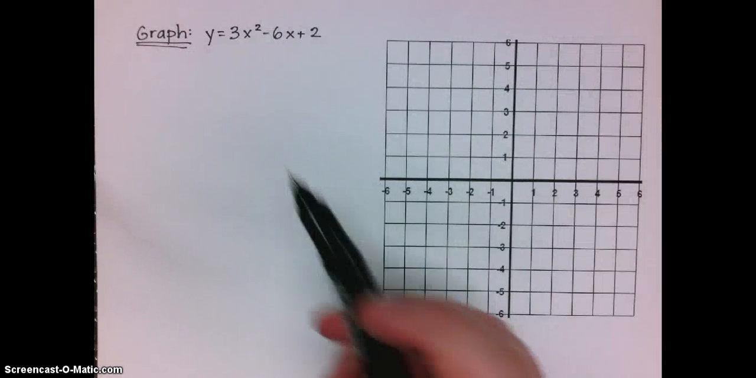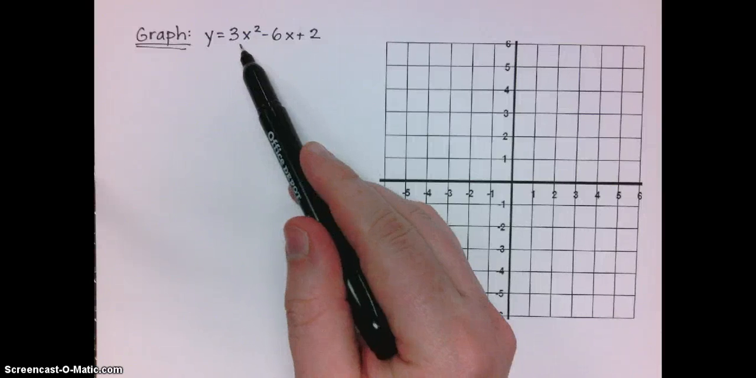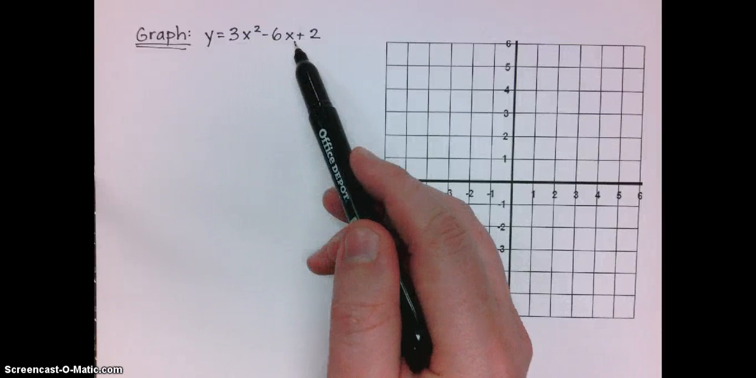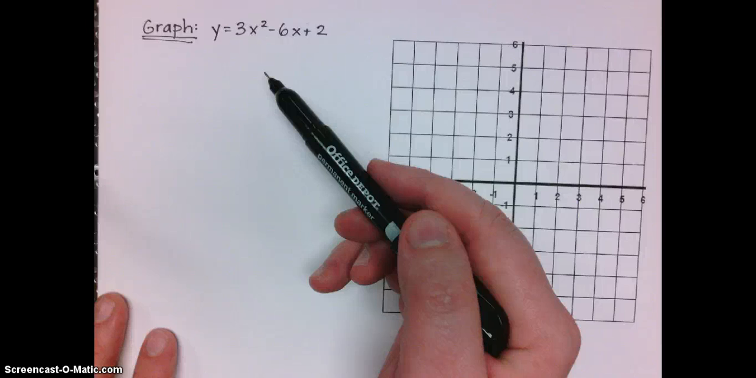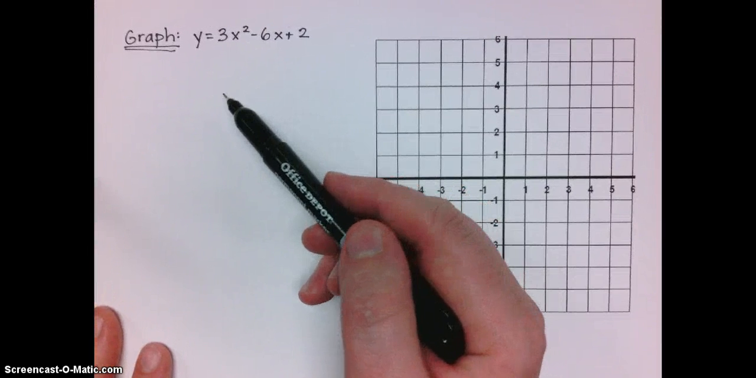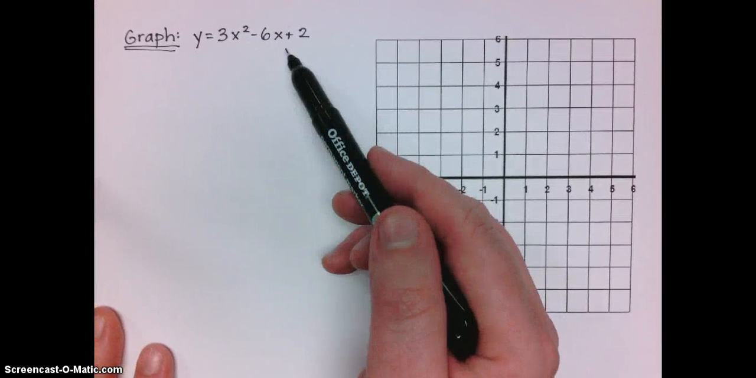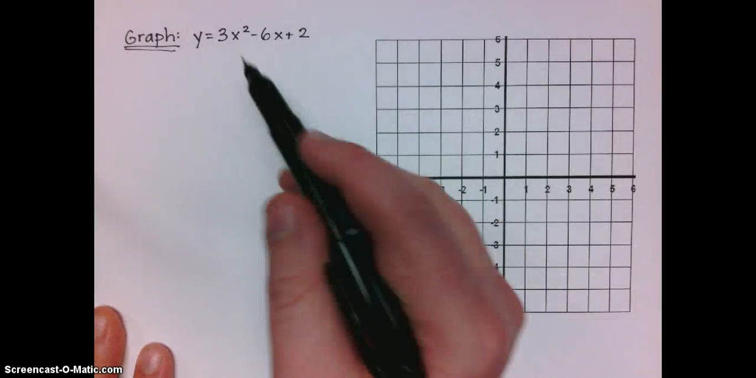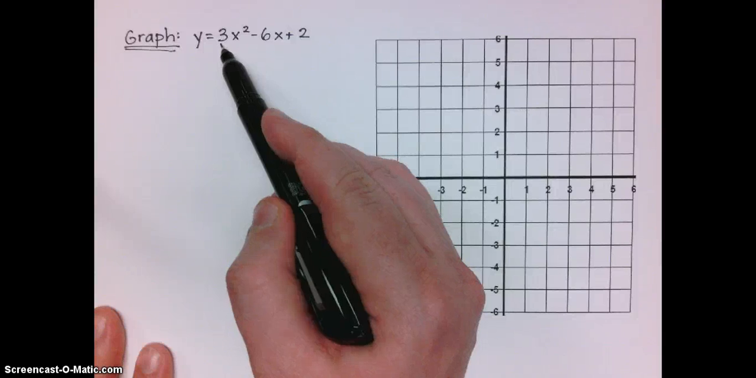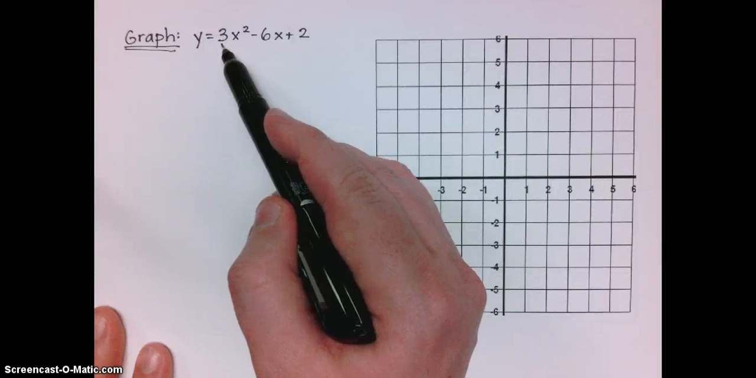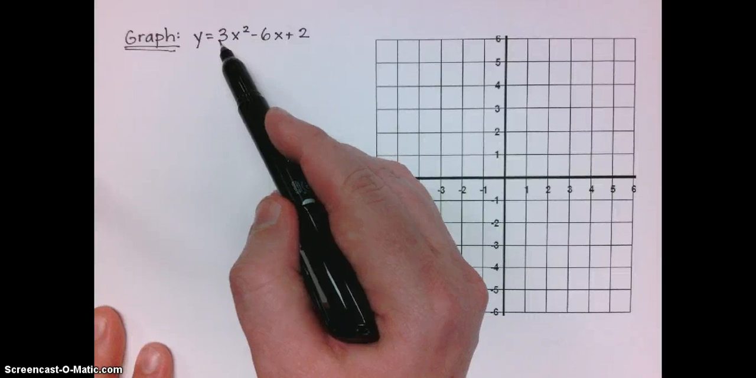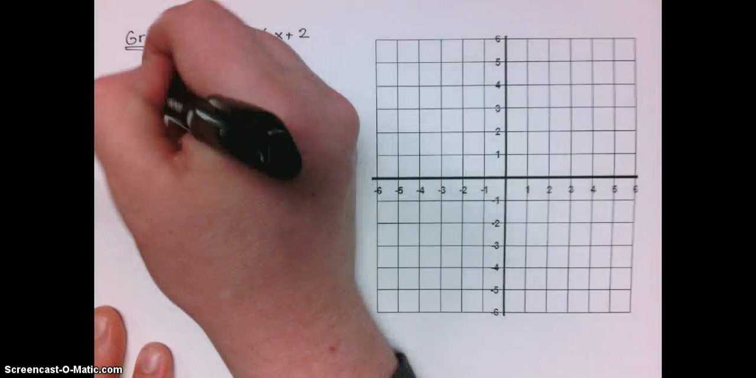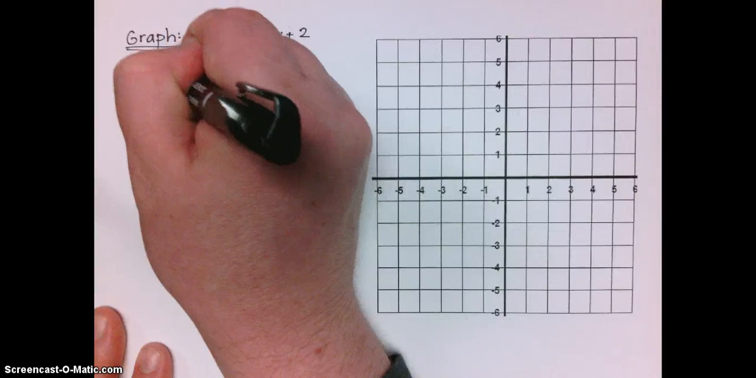The first one is y is equal to 3x squared minus 6x plus 2. So first, why don't we just look at some of the information given to figure out what it's going to kind of look like. So let's first look at this a. It is a positive 3, which is telling me that since it's positive, it's going to be facing upward. Okay? So first, it's going to be going upward.